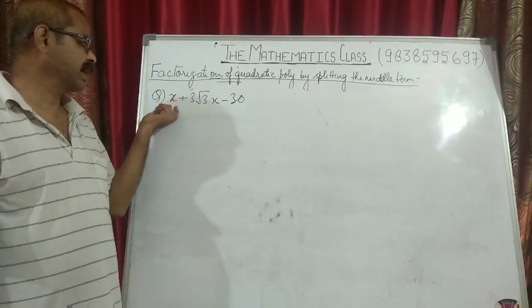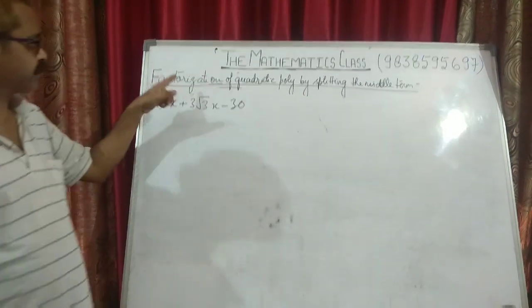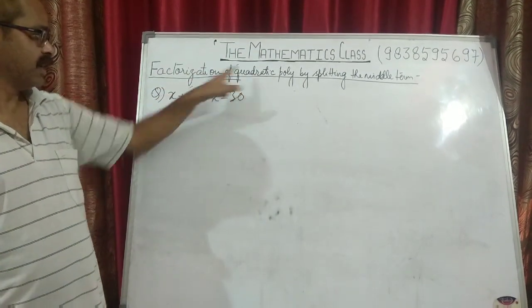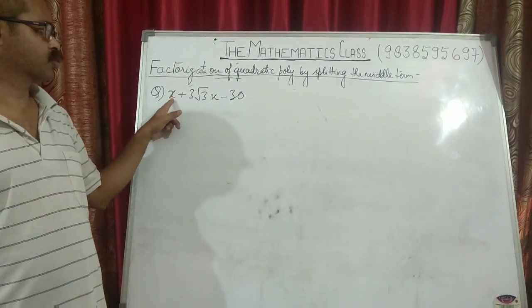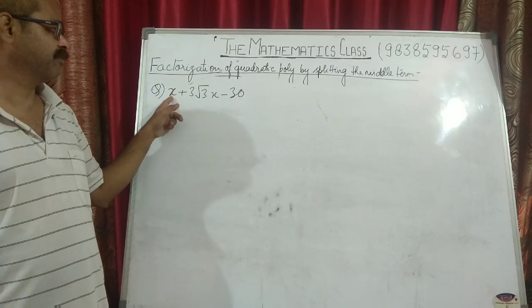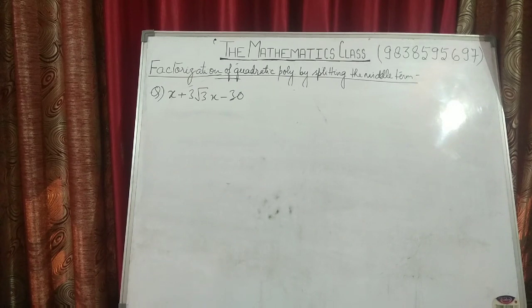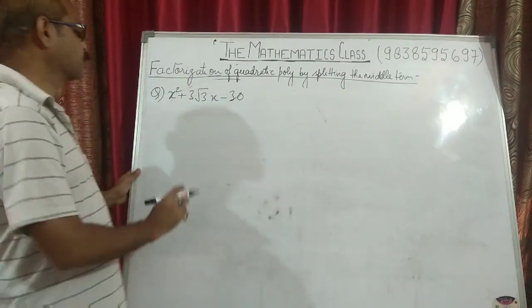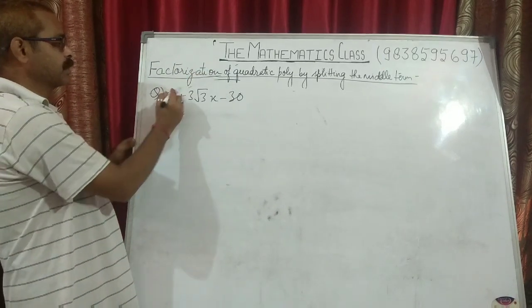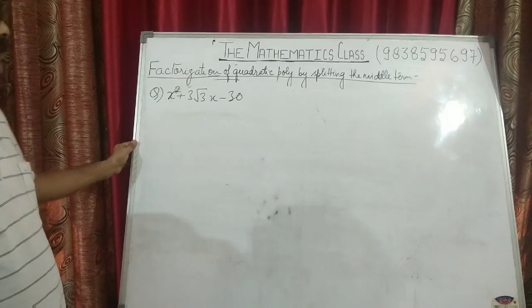Next question is x squared plus 3 root 3 x minus 30. Now here it is factorization of a quadratic, and you can see it is x squared over here. So it means if we factorize, it would have been x squared plus 3 root 3 x minus 30.